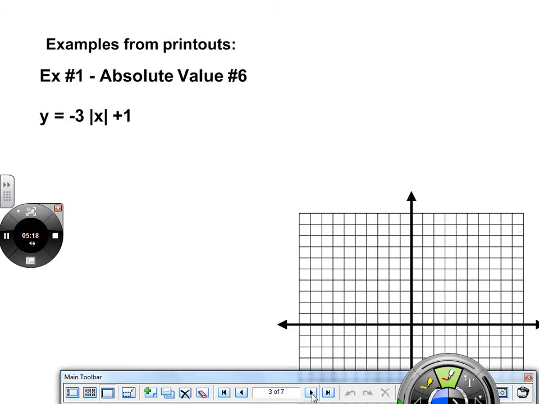So what could we list first? Colin? Okay, so we're going to have a vertical stretch by 3. Okay, what else? Claire? Yeah.